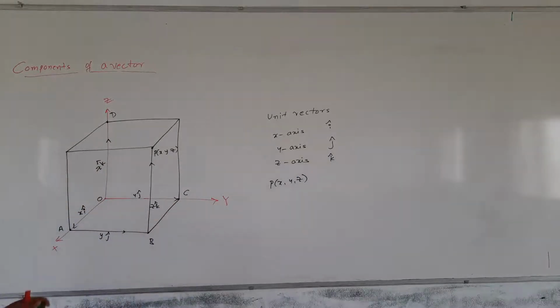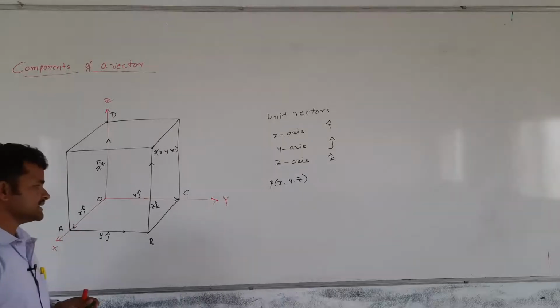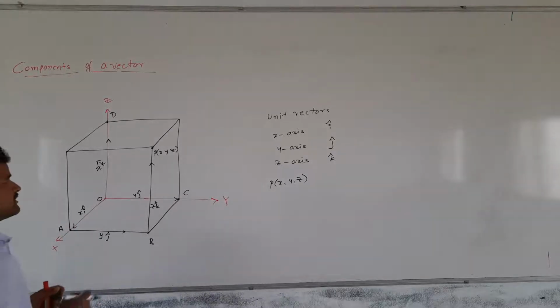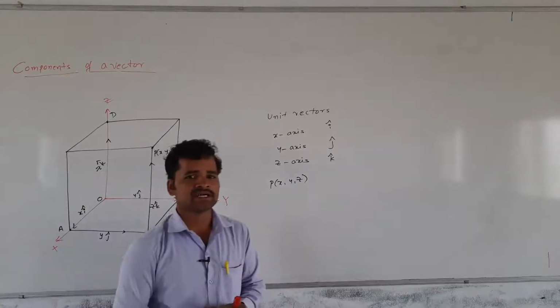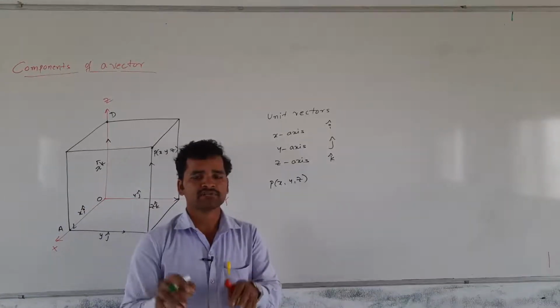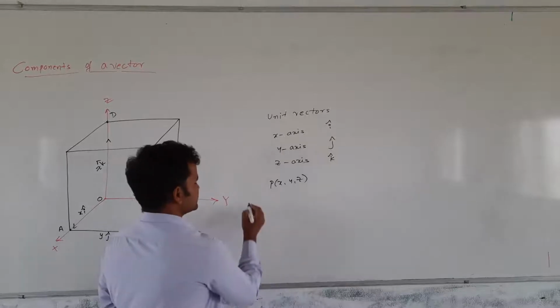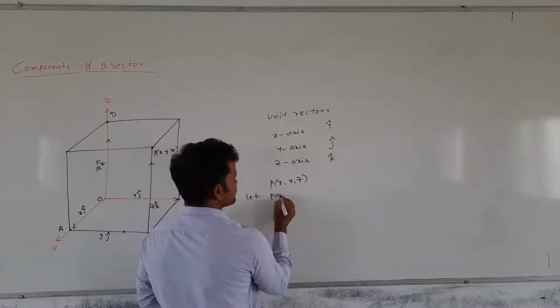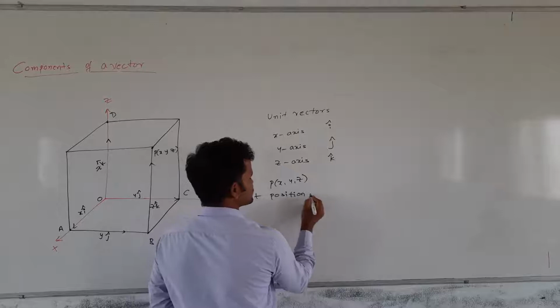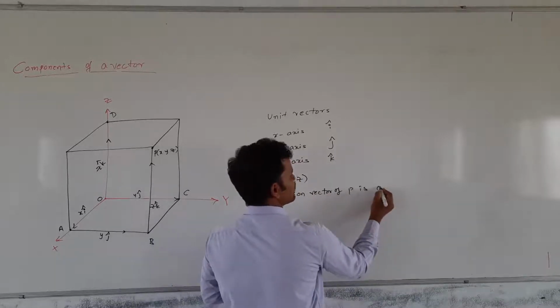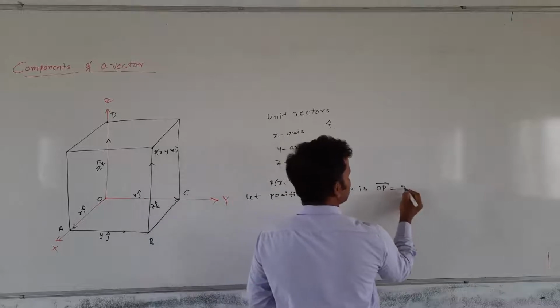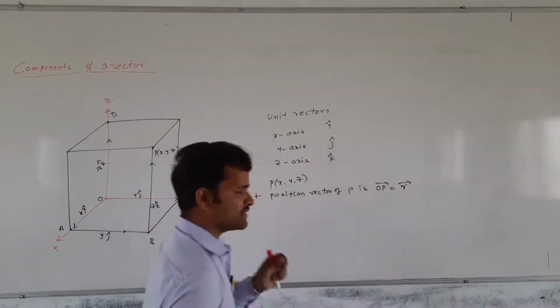Okay, this is about a point P. Point P is in the space. Now what I want, P is the point with the coordinates x comma y comma z. I want the position vector of point P. Let the position vector of point P be vector OP, equal to vector R.